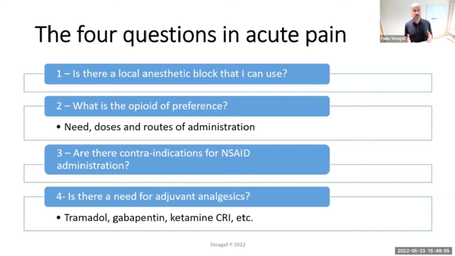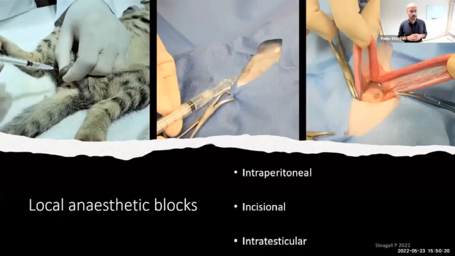The third question is most likely, especially in terms of surgical pain, are there any contraindications for non-steroidals? Surgery probably means inflammation, so they should be considered as part of our multimodal approach. And the fourth one is, is there a need for adjuvant analgesics? And we're going to discuss each of these questions separately now.